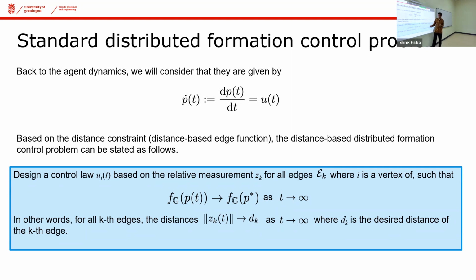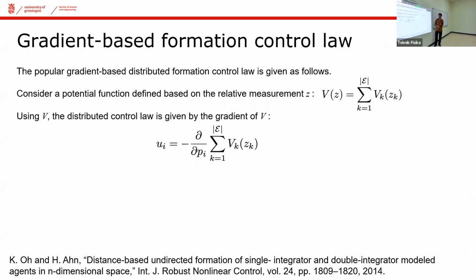Or in other words, when you take a look into the distances at every edge, so the distance at the above edge, the side edge, the bottom edge, as well as the diagonal edge, they should go to the right distances as the time goes to infinity. Any questions so far? I think it's a simple problem formulation.